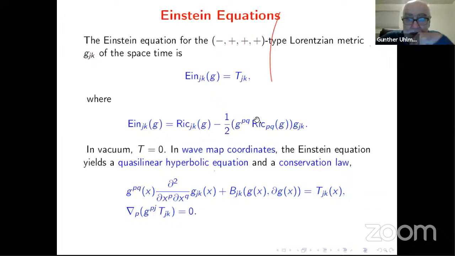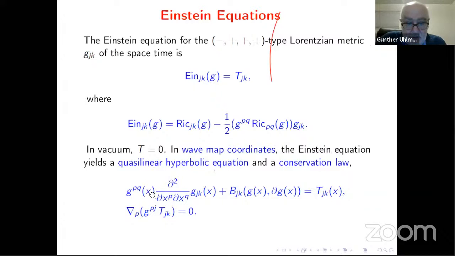So what is usually said is the curvature of space-time tells matter how to move, and matter tells space-time how to curve. These are the famous Einstein field equations. In vacuum, of course, T is equal to zero. This is a system that is independent of coordinates, but you calculate in wave map coordinates. That means the coordinates are solutions of the wave equation. Einstein's equation can be written as a quasilinear hyperbolic system.